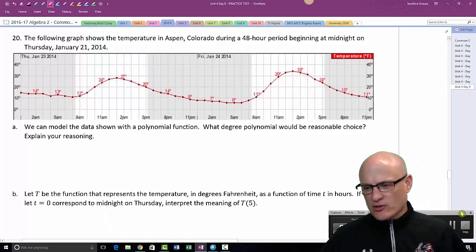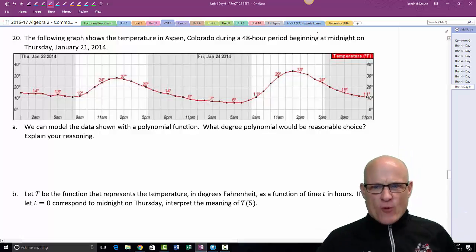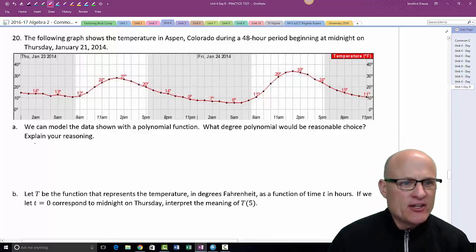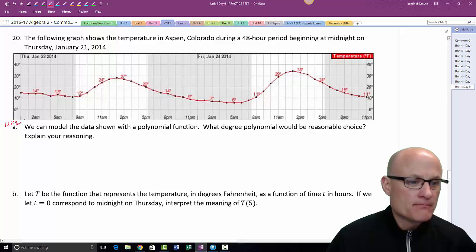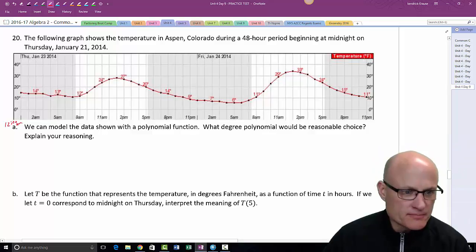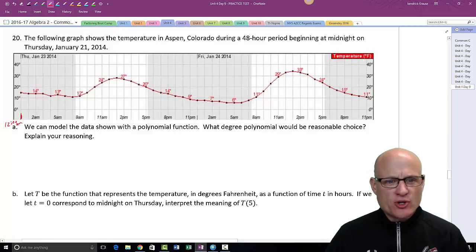So the following graph shows the temperature in Aspen, Colorado during a 48 hour period beginning at midnight Thursday, the 21st. So this is 12 a.m. Midnight. Right here. We can model the data shown with a polynomial function. What degree polynomial should we use?